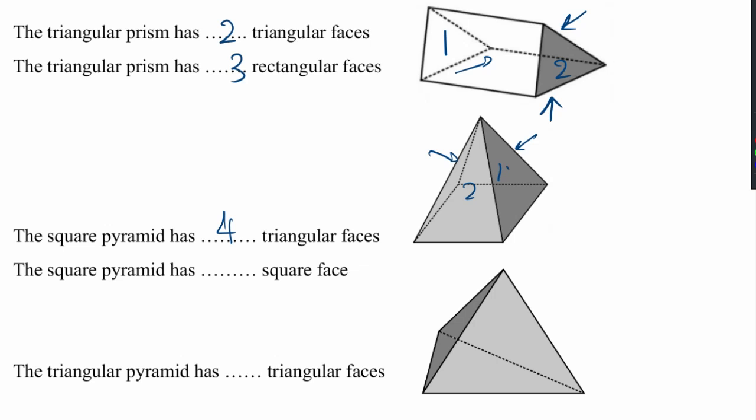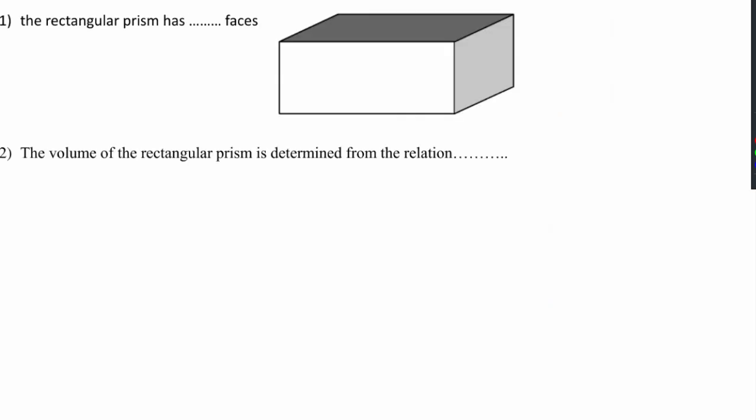The square pyramid has how many square faces? Only one, the base. The triangular pyramid has how many triangular faces? 1, 2, 3, 4. 4 triangular faces. Let's move on. The rectangular prism has how many faces?